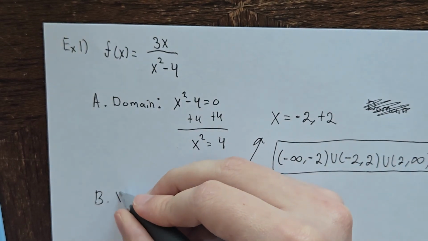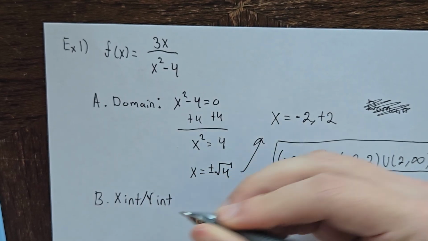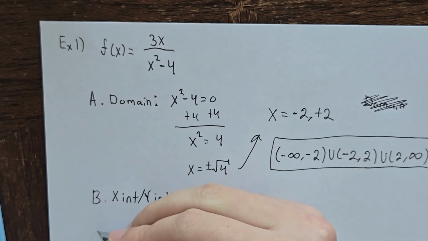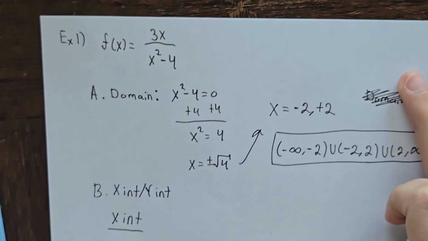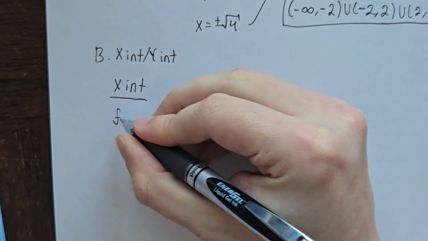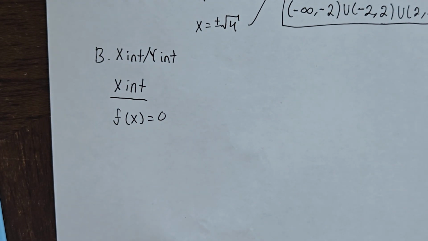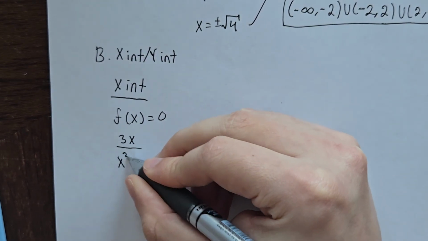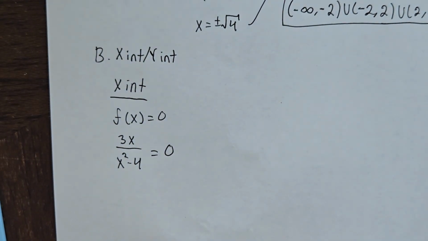Let's look at B next. B is asking us to find any x or y intercepts, so we'll look at how we find x and y intercepts for this rational function. Let's focus on the x-intercepts first. I said before, whenever we were looking at the quadratics, that we could find x-intercepts by setting the function equal to 0. So f of x is equal to 0. In this case, f of x is 3x over x squared minus 4, which means that we just need to find what values of x are going to make this function equal to 0.